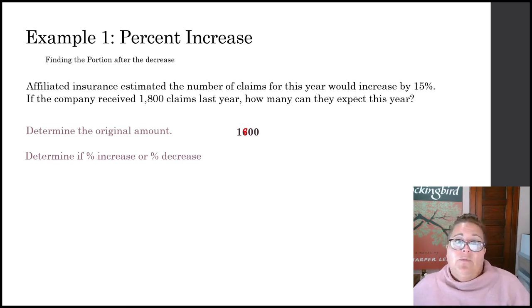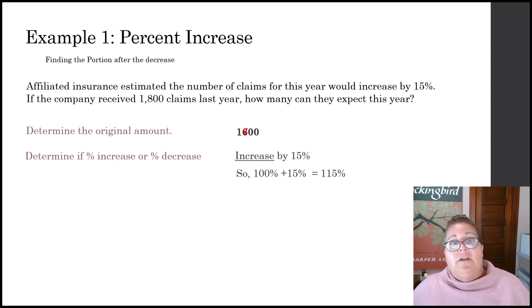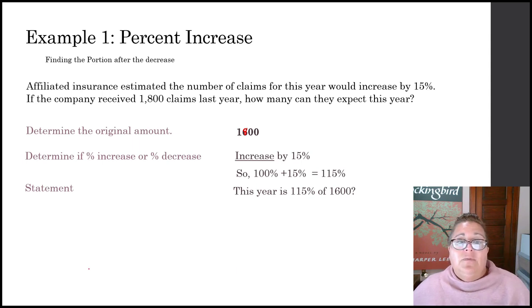If we refer back to the word problem, we see it is an increase of 15%. Since it is an increase of 15%, that means the percent that we want to use is 100% plus 15%, or 115%. At this point, I like to restate what's going on. What's going on is that we know that this year should be 115% of 1,800. There we go, fixing it.